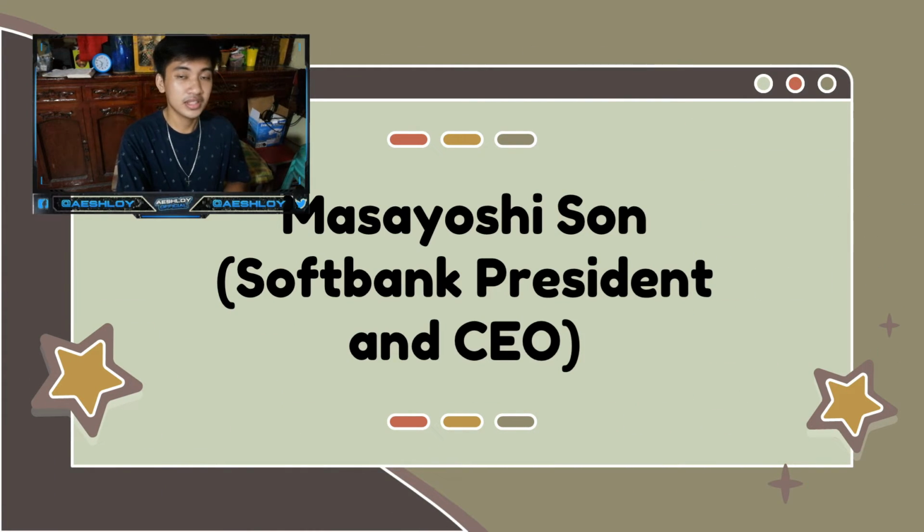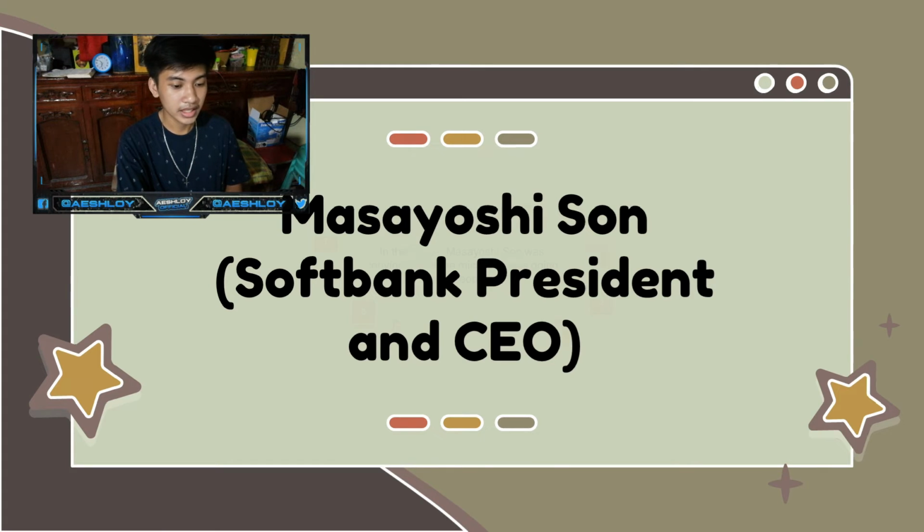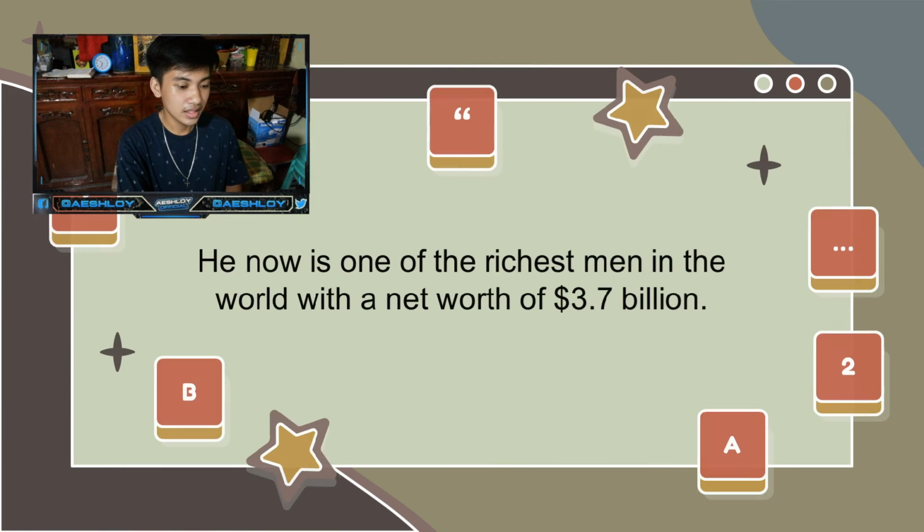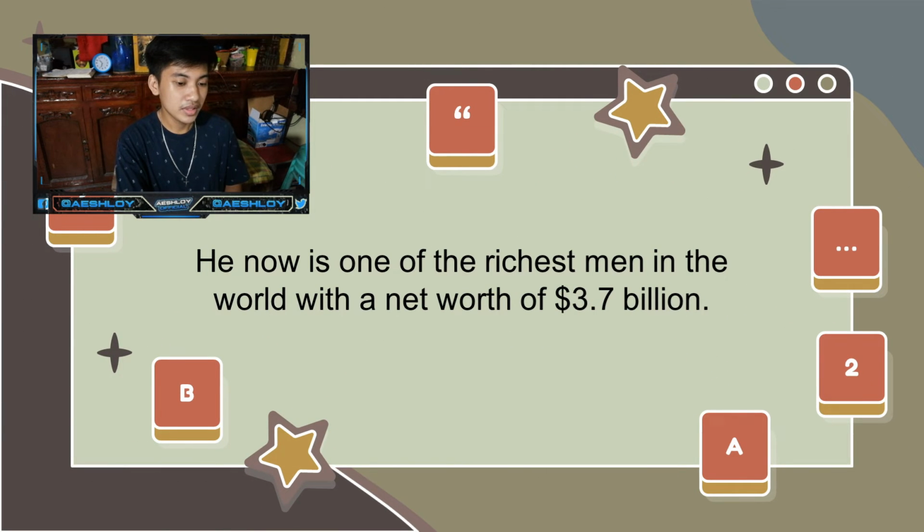And lastly, we have Masayoshi Son, the president and CEO of SoftBank. In the 1970s, Masayoshi Son was convinced that the microchip was going to change people's lives. And it is true. He now is one of the richest men in the world with a net worth of $3.7 billion. So yes, guys, that is all. It was all about the application software.